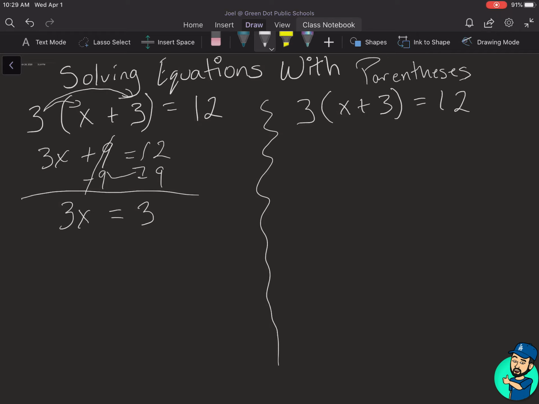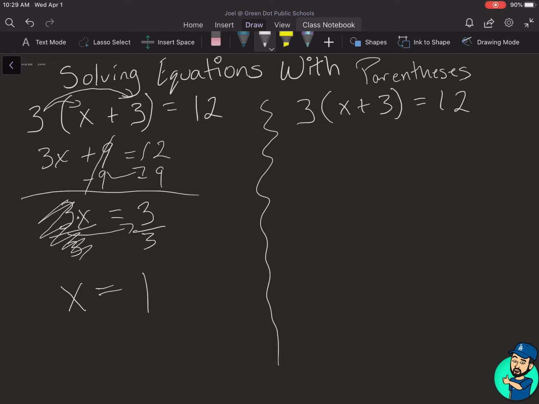Now, between the 3 and the x is a multiplication sign. I got to move this 3 to the other side of the equal sign. You get to apply the inverse operation of multiplication, which is division. So I'm going to divide both sides by 3. And this technically cancels out. X equals, what is 3 over 3? That is 1 whole. Again, we got 1 as an answer.